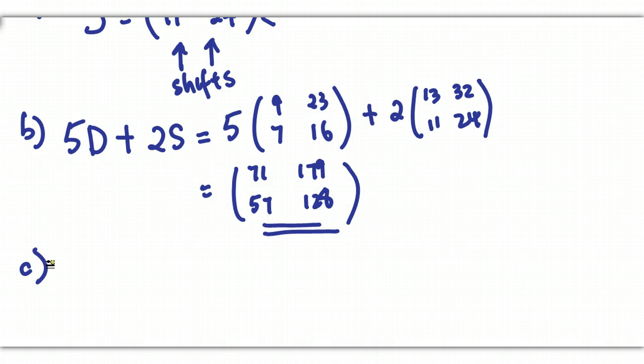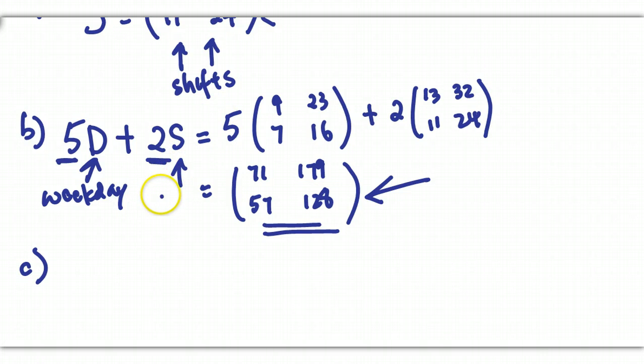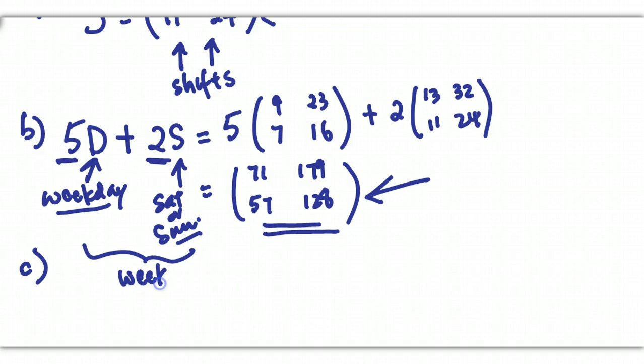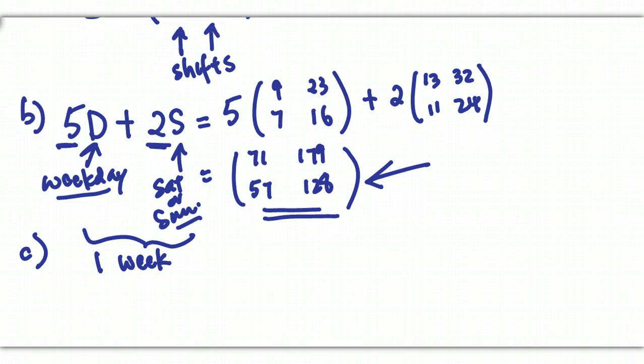And then in part C, you realize that as a common matrix question, they will ask you to interpret the information displayed in this matrix here. So basically, they would like you to interpret what each of the elements in this matrix stands for. Now, we got this using 5D plus 2S, and if you recall, D stands for weekday, and S stands for Saturday or Sunday. So if you are adding the matrices together, you find that with 5 weekdays and Saturday or Sunday, you end up having the whole week. This is the number of days in 1 week.